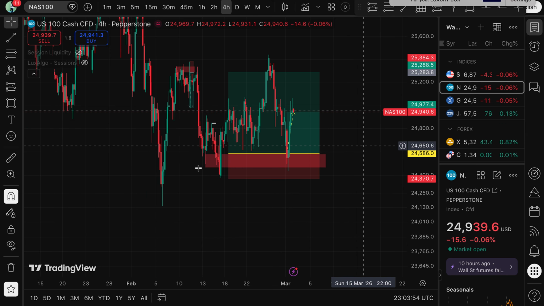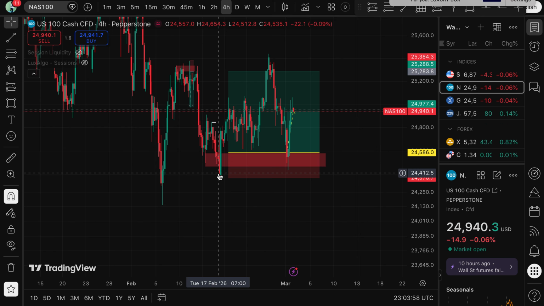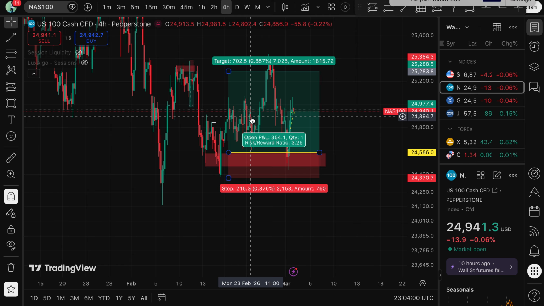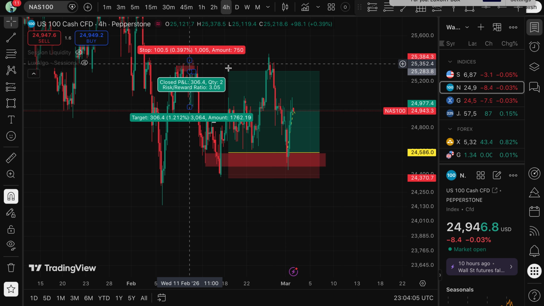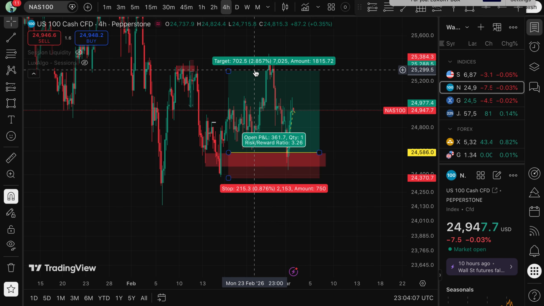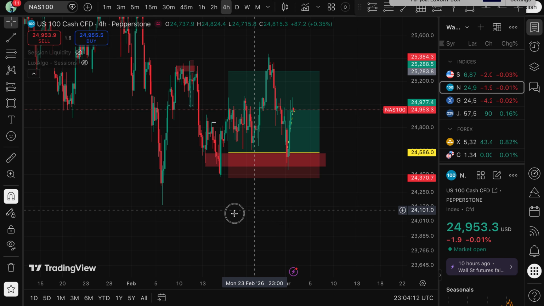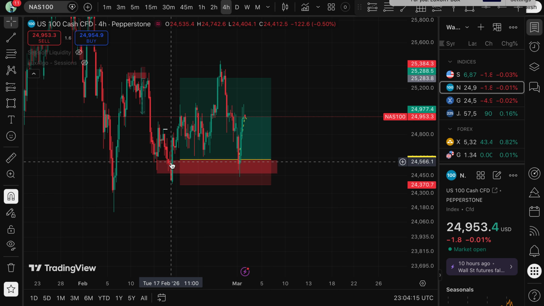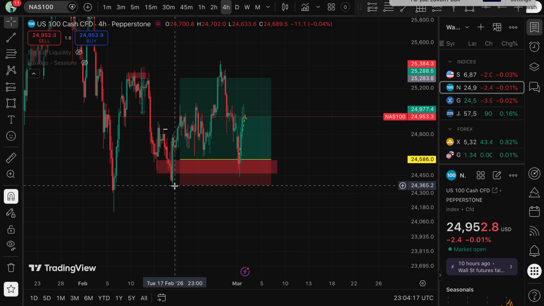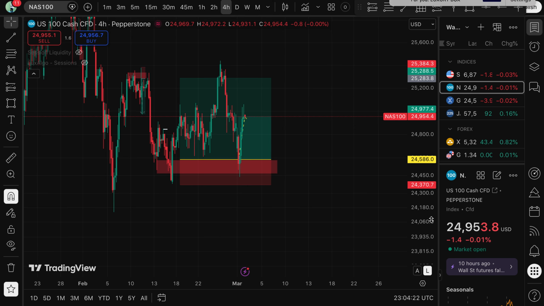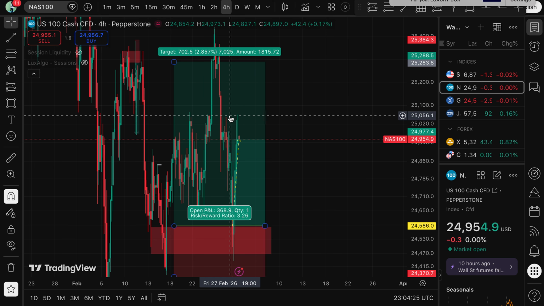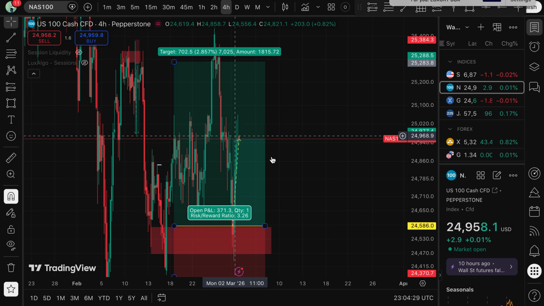Price came down, swept this particular leg, and broke structure towards the upside. In fact, it gave a double break of structure. It broke the internal range structure and the external range structure, which gave me full confirmation that this market is going to react from here again. That was why I immediately placed my entry towards this area, kept my SL below here, and I'm targeting this high. Okay, the market just opened.